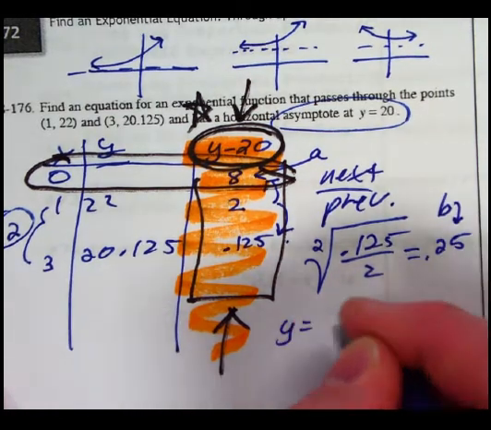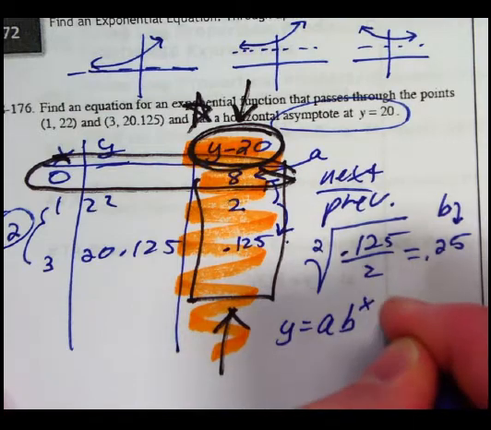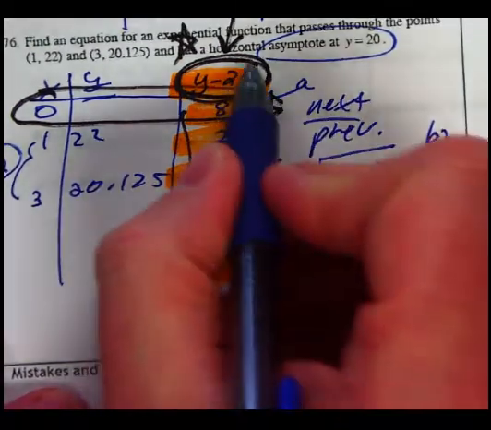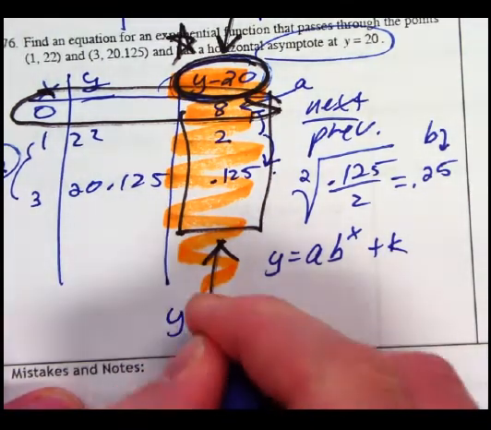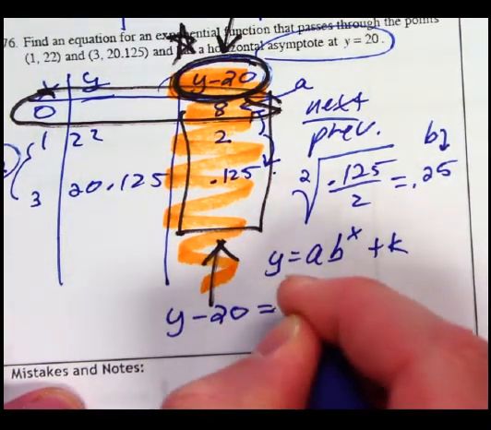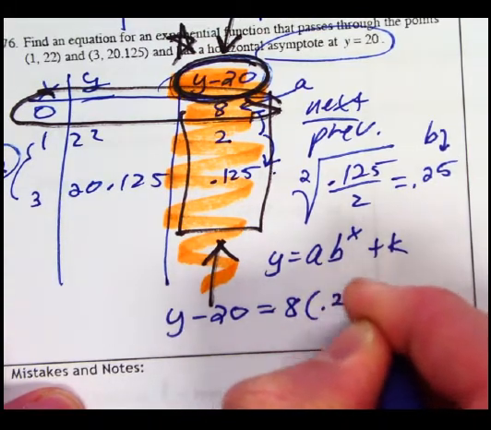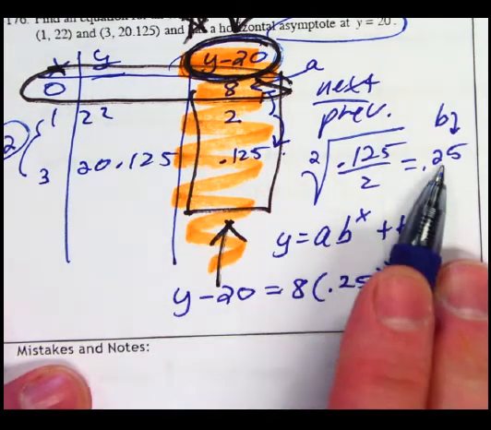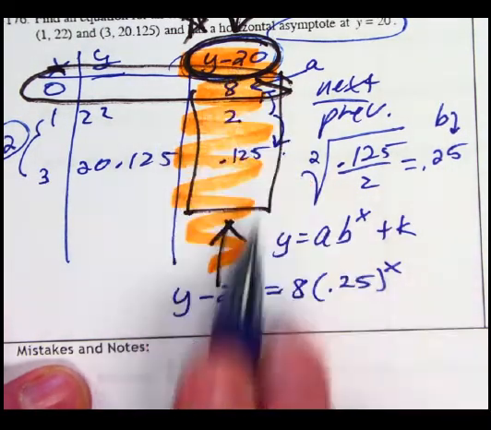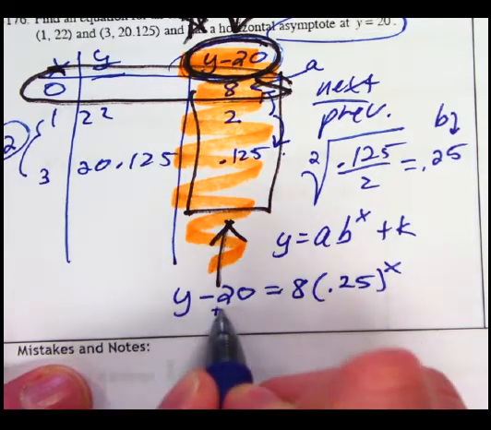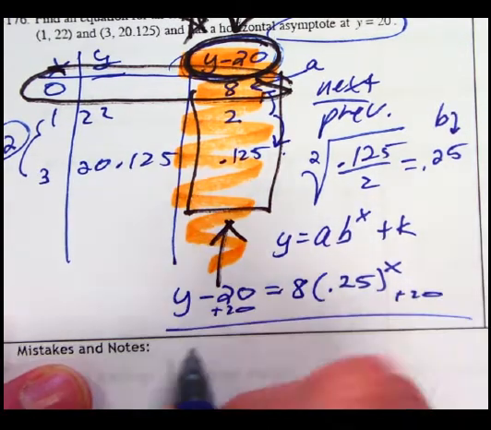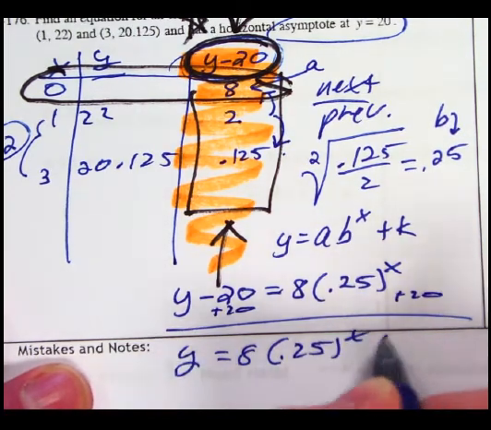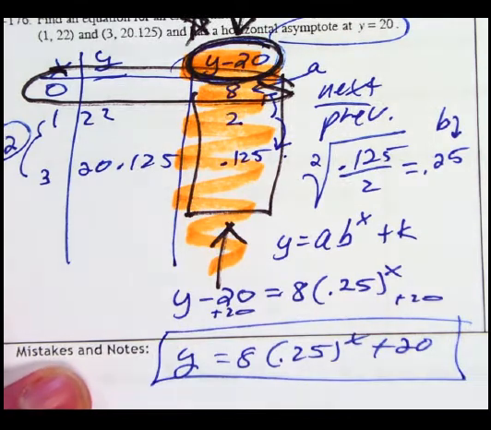I'm going to write my equation in the form of a times b to the x and then plus k, which is my kicked up value for my asymptote. So my equation is built from this y minus 20 column. The y minus 20 column is telling me that my a value is 8. It's multiplied by 0.25 to the x. That's what this is telling me, because these were the numbers that I figured out. Now, we know that it's kicked up 20, so I'm going to move this 20 over to the other side. So I add 20, and my final equation is y equals 8 times 0.25 to the x plus 20. And that is the answer that I'm looking for.